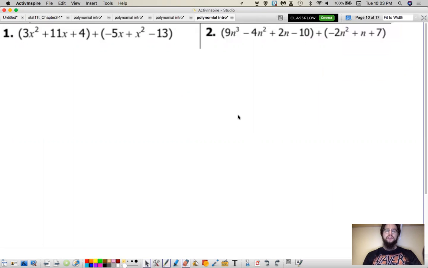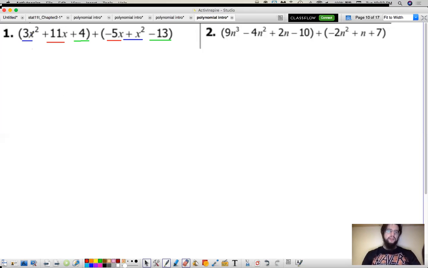So let's just look and see what we're doing here. We're adding. Okay, so if we're adding, there's really no need for these parentheses. You can ignore them entirely. It's just a grouping symbol. Combine your like terms. I got some x squareds there, I got some x squareds there. I got some x's here, I got some x's there. And I got a constant here, I got a constant there. Make sure you write these in standard form. So that is descending order.